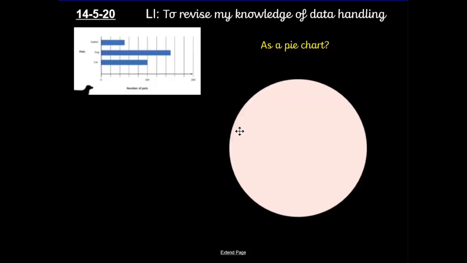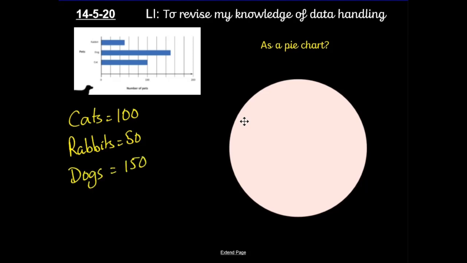Well, let's have a look at that in our next little question. So I'm just going to quickly write that down. So cats are equal to 100. Rabbits were equal to 50. And dogs were 150. Okay. So how would I do that as a pie chart? How would I write that as a pie chart? I'm going to have to split this up now into fractions.